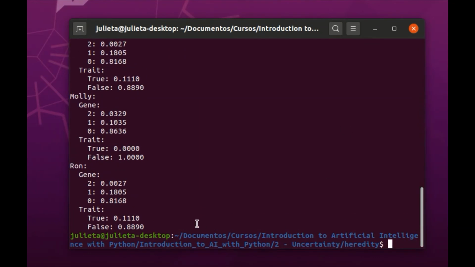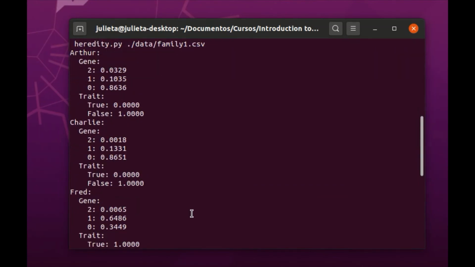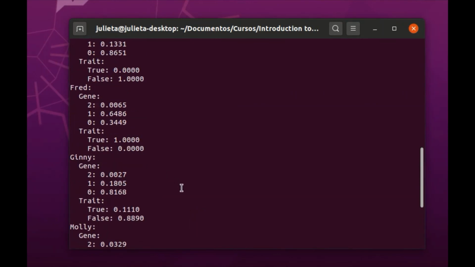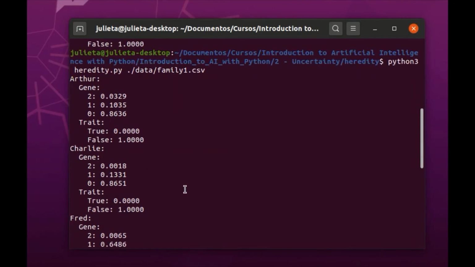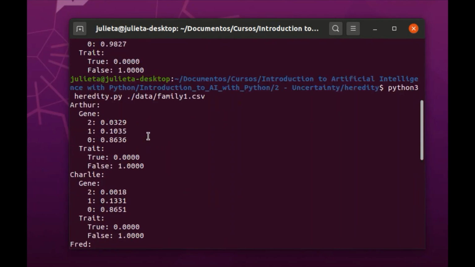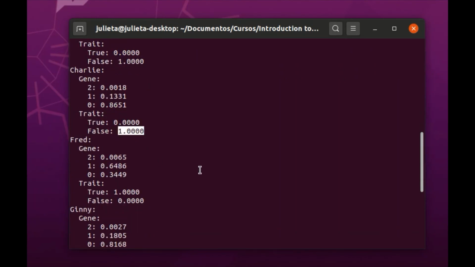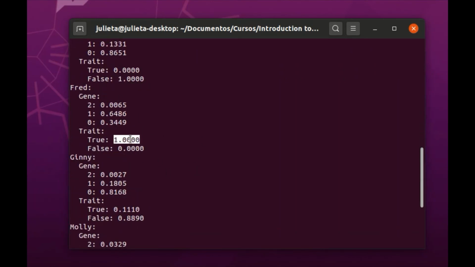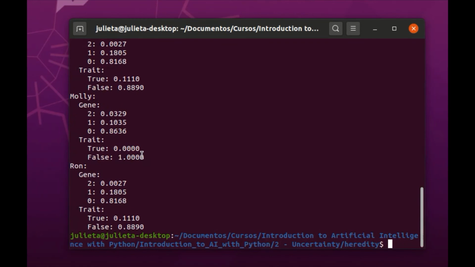Here, what we know is that Charlie, Fred, Ginny, and Ron are Molly's and Arthur's children. Another thing we can see here is that Arthur hasn't the trait, Charlie hasn't the trait. The only one who has the trait, who we are certain has the trait, is Fred, and we know that Molly hasn't.